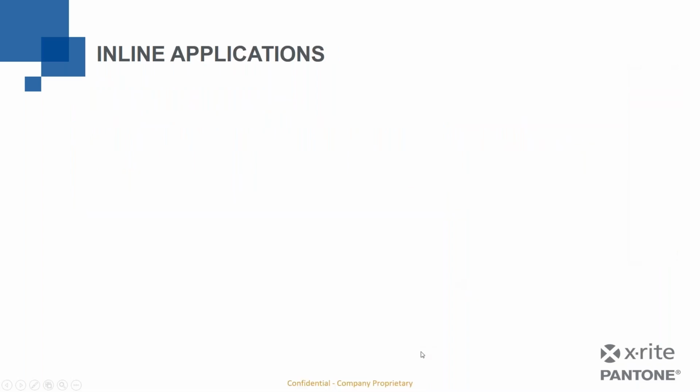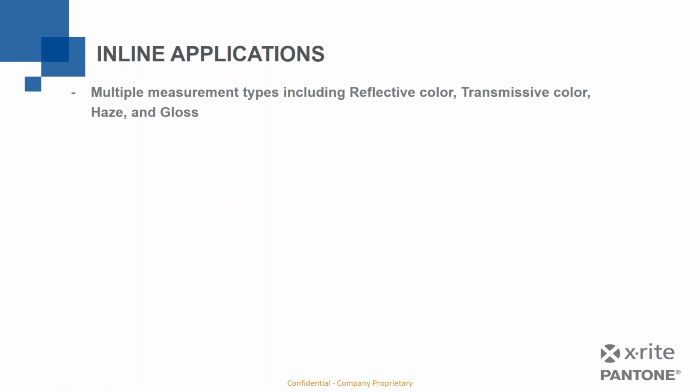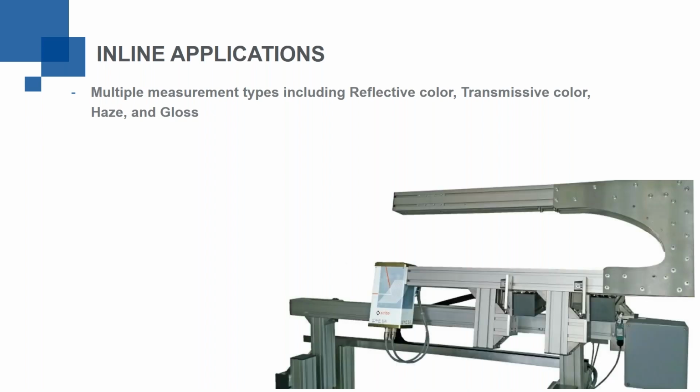So applications, we're not going to go terribly deep here, but it's really just to give you some ideas. So first off, we've got multiple ways to measure. We've been talking about color, and we can measure reflective color. We can measure transmissive color and haze and gloss. I'm going to show you one other device here. This is the device that allows us to do transmissive color. You can see this kind of a C frame, we call it, where the product would actually flow in between. And so you've got a light on one side of the product and a sensor on the other.